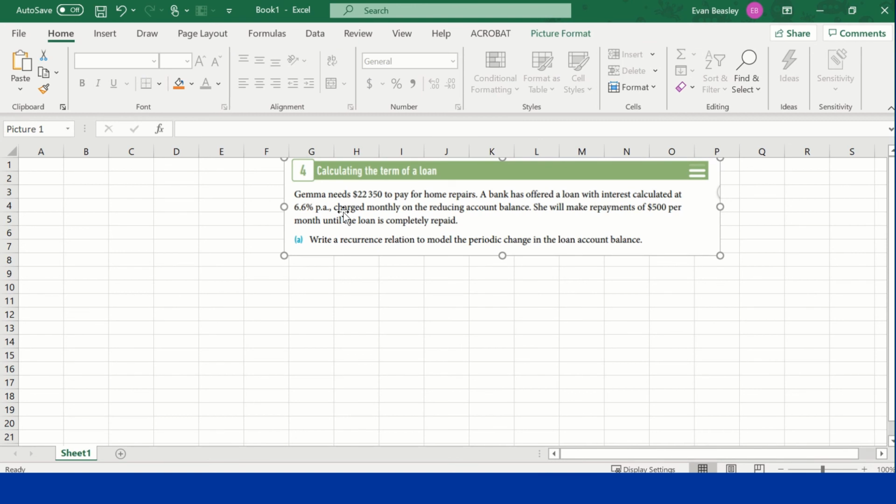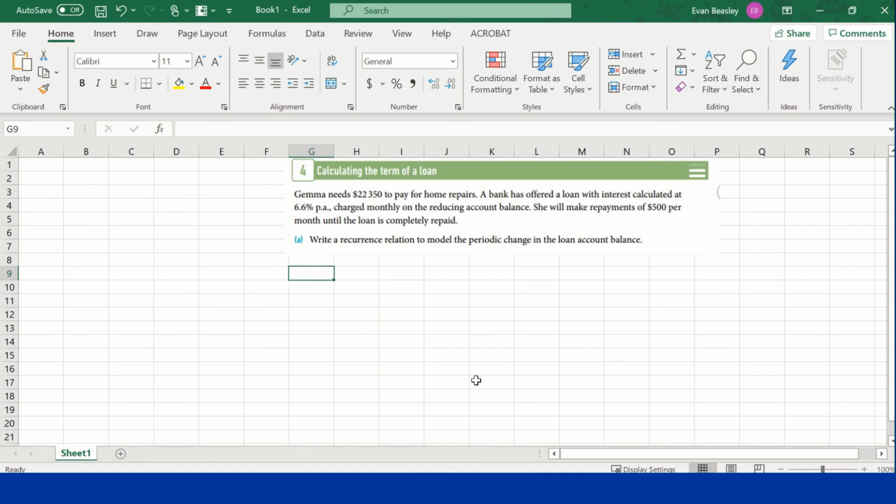Okay, here I am in Excel, looking at the reducing balance home loan again. We've got this example of Gemma. She needs to pay $22,350 for home repairs. The bank has offered her a loan with interest calculated at 6.6% per annum charged monthly with a reducing account balance. She's going to make repayments of $550 per month until it's completely repaid.